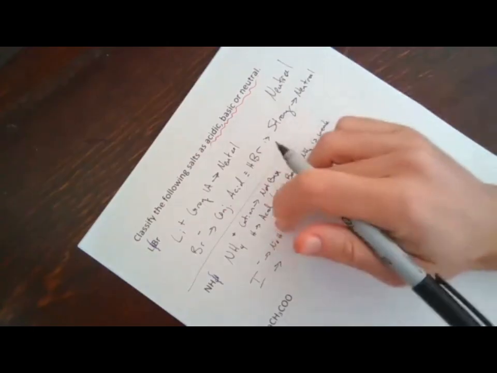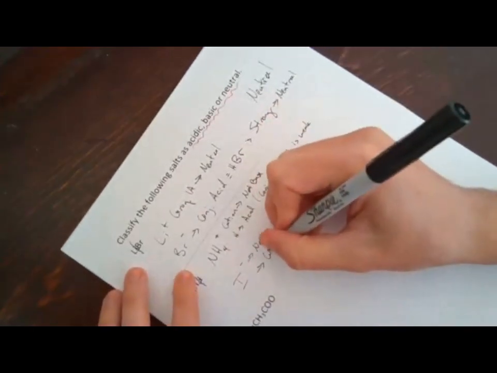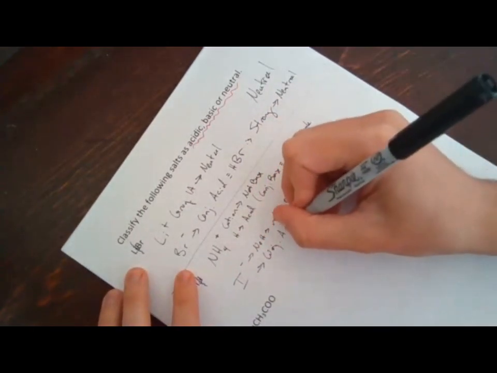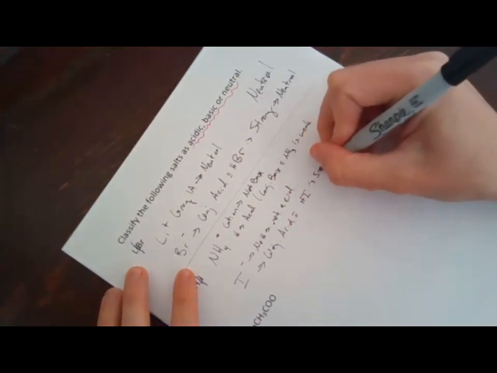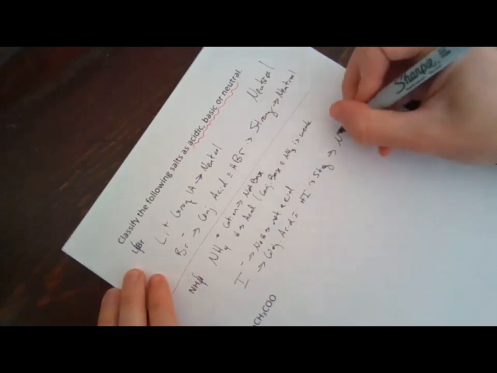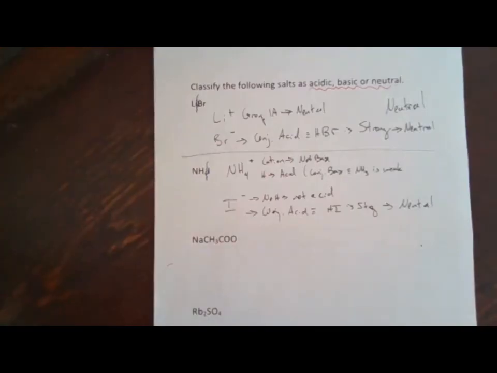And then, so we know it's not an acid. This is an anion. So we want to think about what the conjugate is. Well, my conjugate acid, in this case, is HI, which is strong. That leads to this thing being neutral. So iodide is a neutral anion.